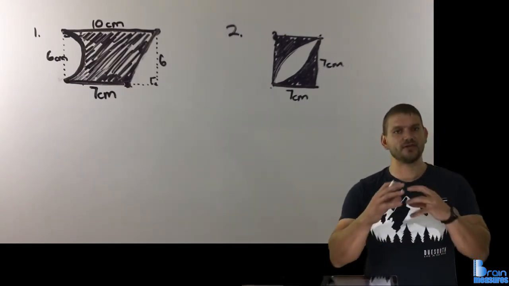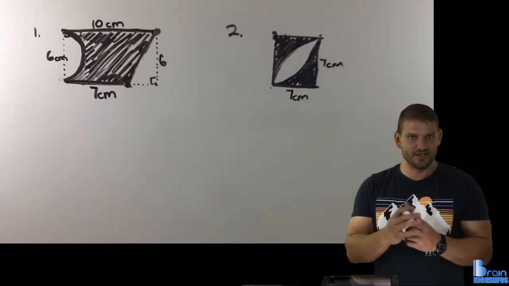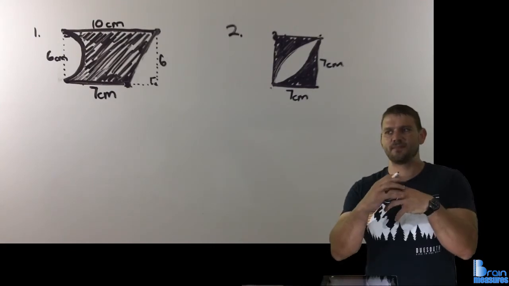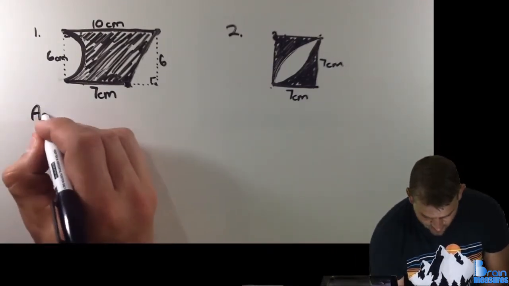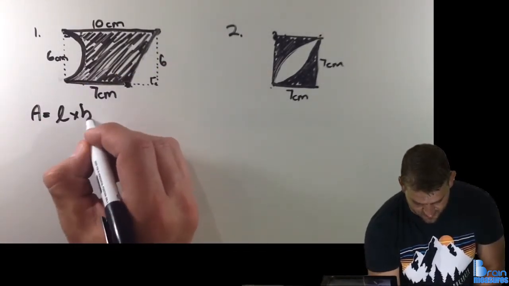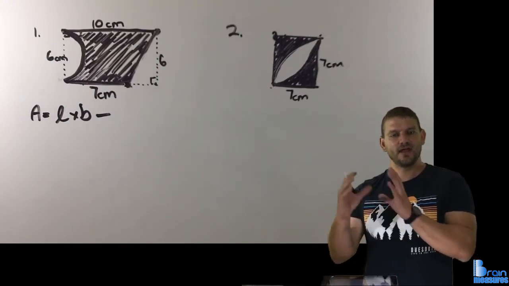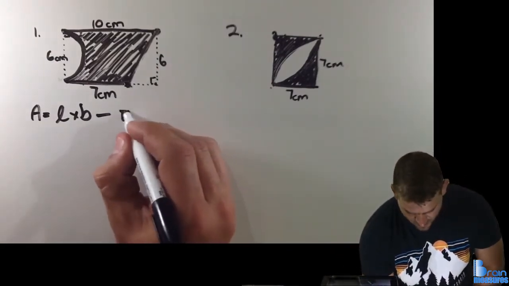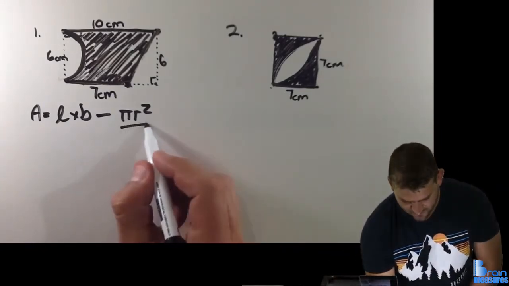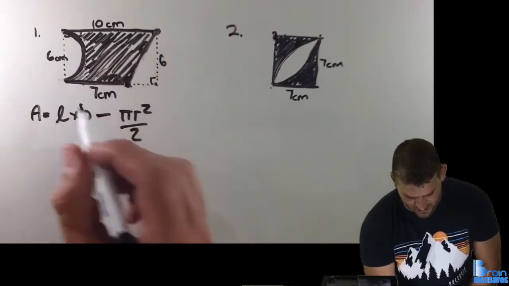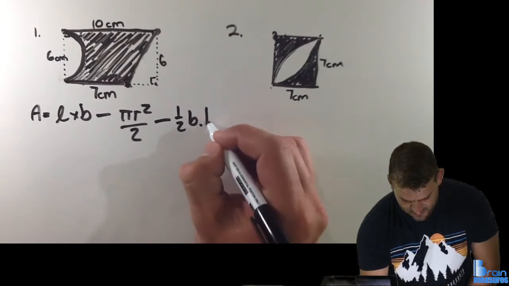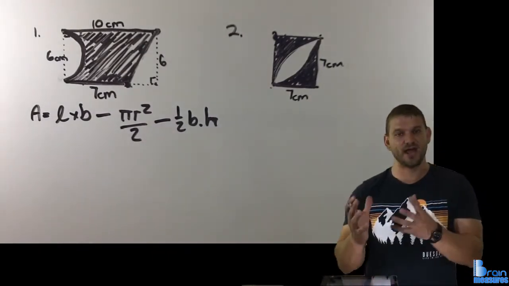So number one says work out the area. Now, the area is quite easy in the sense that to get a plan of action, my plan of action would be to say, okay, I'm going to work out the area of the rectangle, which would be length times breadth. And then I'm going to subtract the area of the circle, which is pi r squared. But I can't subtract the whole circle, I just want to do half of it. So I'm going to divide it by 2. Half of a circle I want to subtract, minus then the triangle, and the triangle is half the base times the perpendicular height. So that's how we work that out.